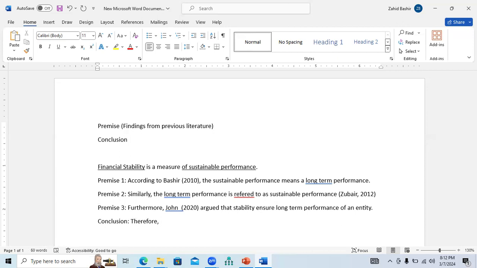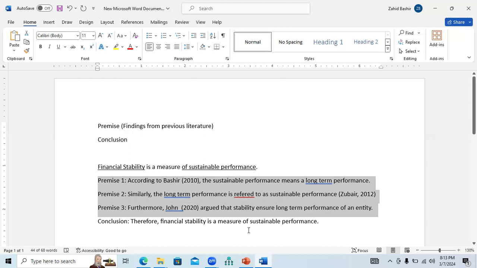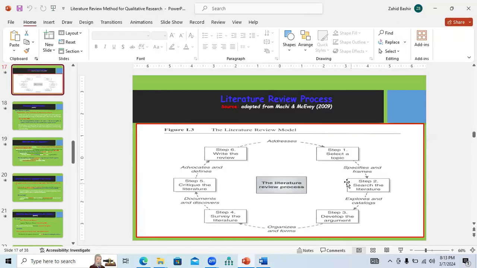Therefore, financial stability is a measure of sustainability. This has become an argument, right? So you have seen that the first three parts are premises which are supported by previous literature. So in this case, you can see whatever we do in step number 2 also supports the development of an argument. I hope you understand how you can develop an argument.